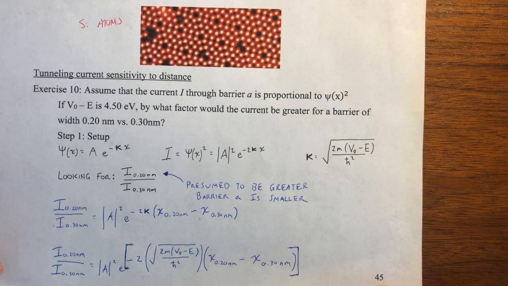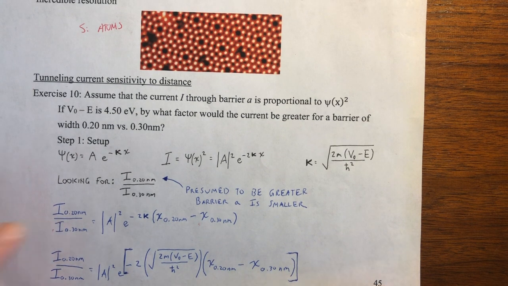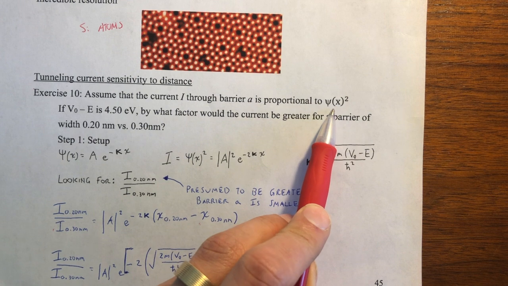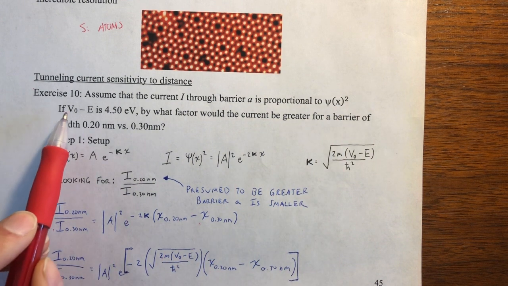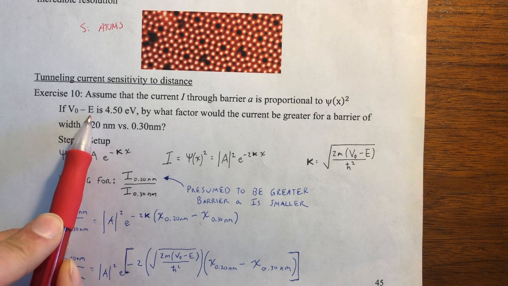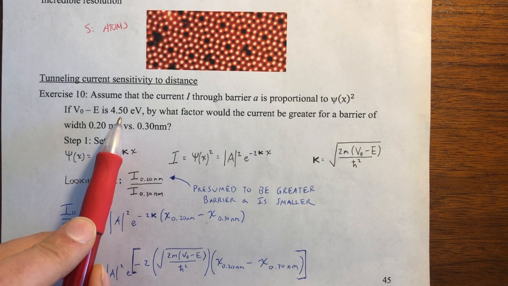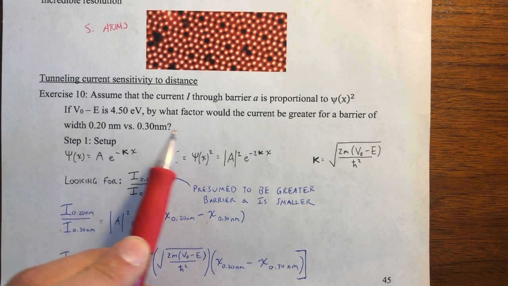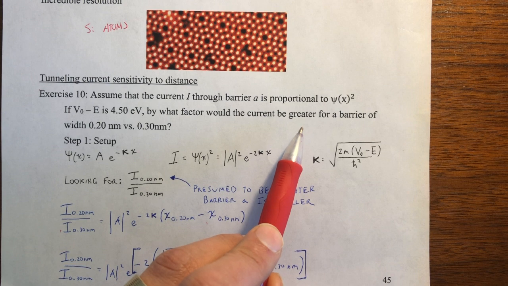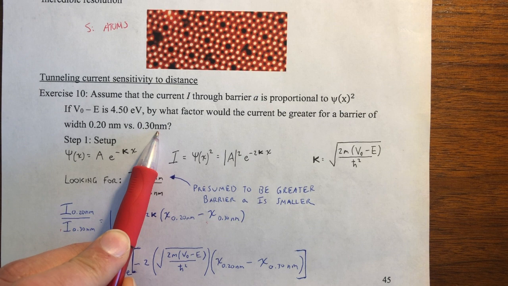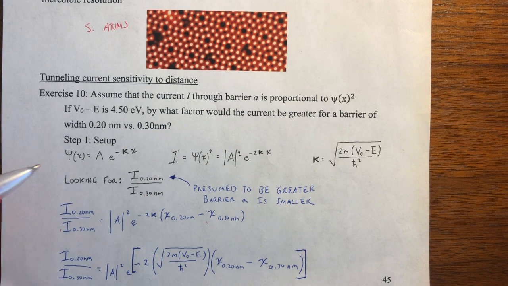Now in exercise 10, we're going to take a look at how tunneling current sensitivity is related to distance. So if we assume that the current I through a barrier A is proportionate to the square of the wave function, if the difference in energy between the potential energy and total energy, so this is the remaining kinetic energy inside the barrier, is 4.50 electron volts, by what factor would the current be greater for a barrier of width 0.20 nanometers versus 0.30 nanometers? So first, we need to set this problem up.